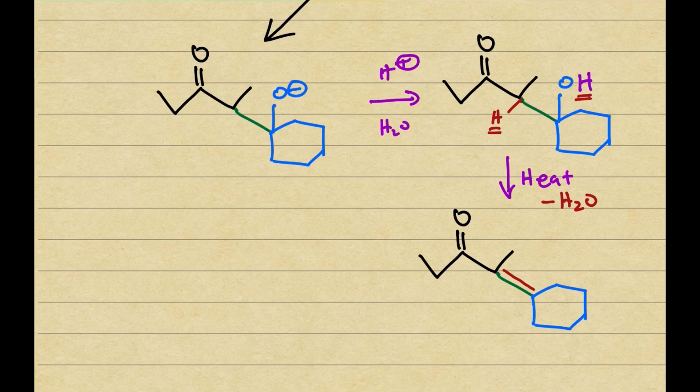and that is a stable product because you have an alpha-beta conjugated system. So we have that double bond in conjugation with the carbonyl.